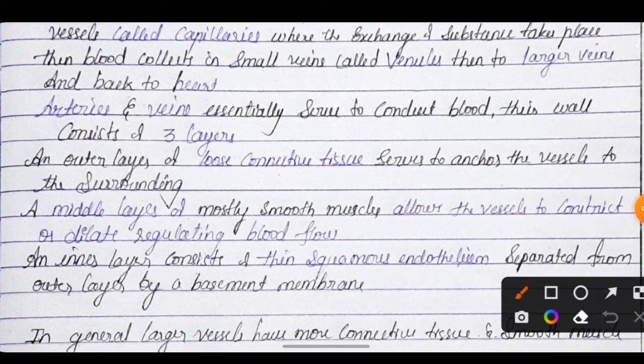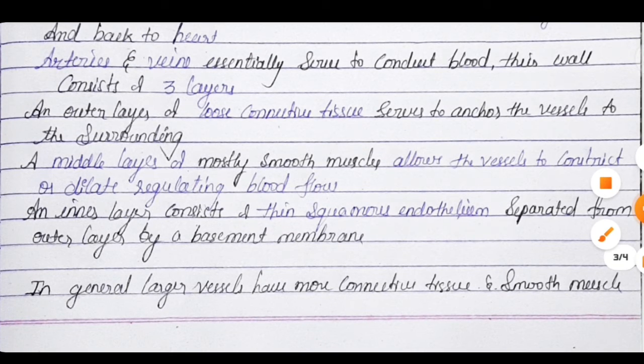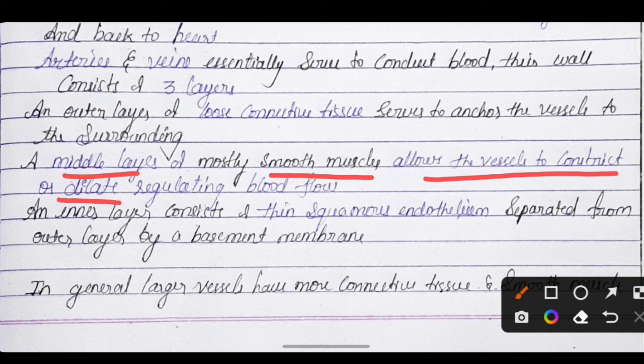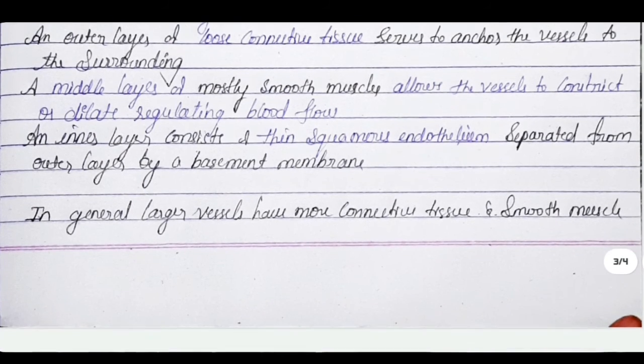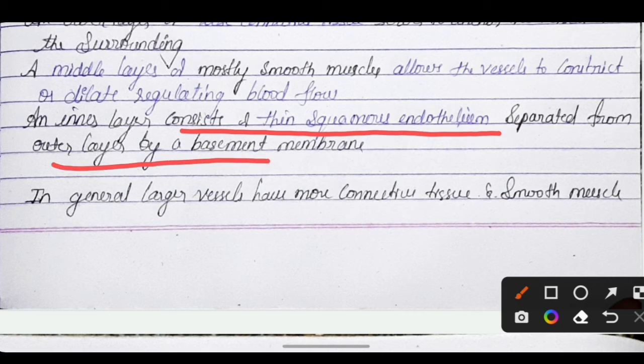Arteries and veins essentially serve to conduct blood. Their wall consists of three layers. There is an outer layer of loose connective tissue that serves to anchor the vessels to the surroundings. A middle layer, mostly smooth muscle, allows the vessels to constrict or dilate, regulating the blood flow. An inner layer consists of thin squamous endothelium separated from the outer layer by a basement membrane.